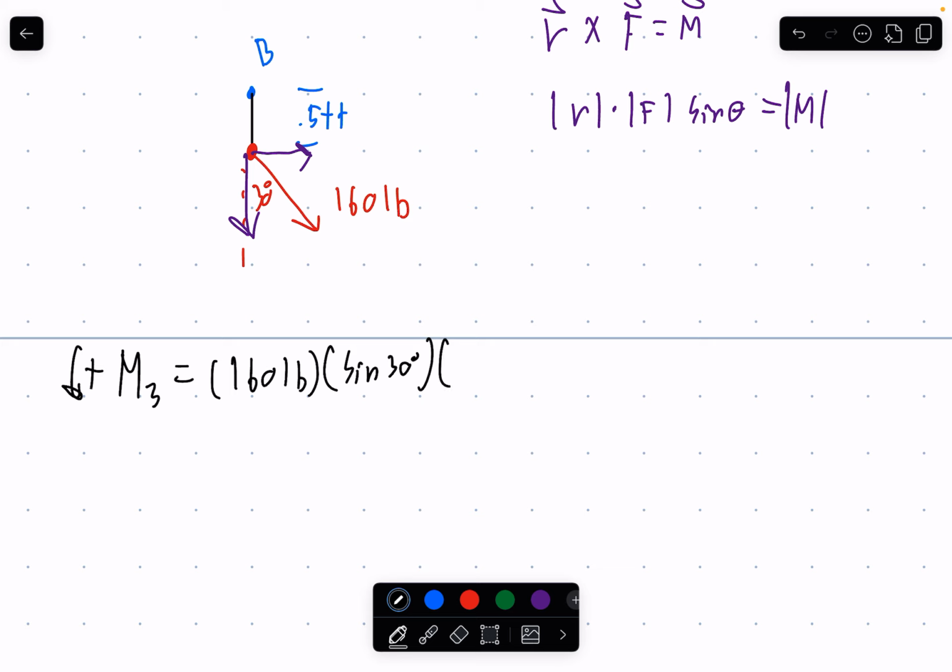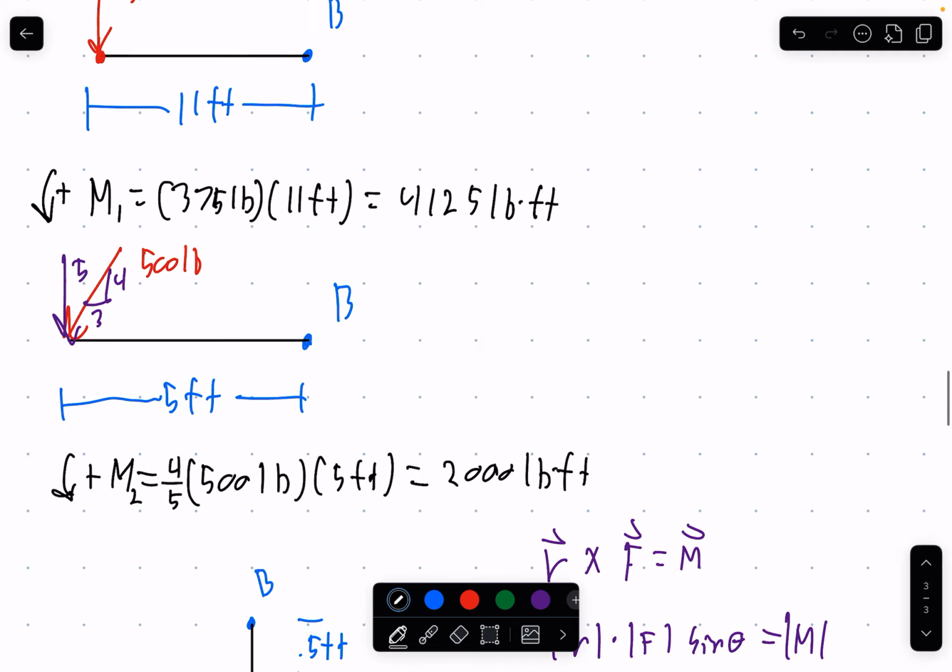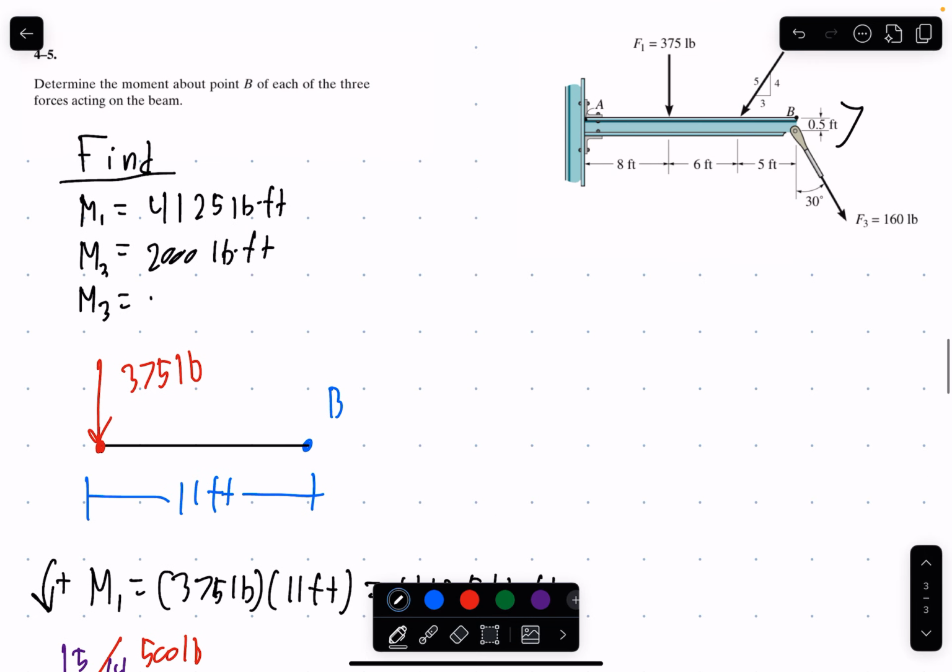That's the force right there, and it's being applied at half a foot away, and we should find that is equal to 40 pound-feet of torque. Okay, and that'll be our third and final variable. That's it. We're done.